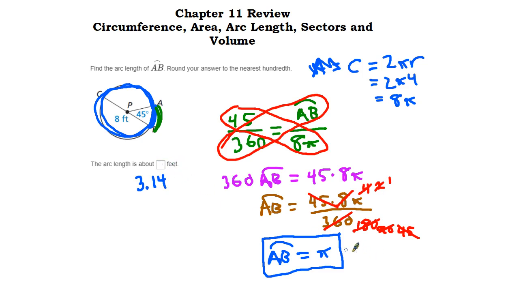They gave us the units. For us, though, we'll go ahead and write feet. And they say about 3.14. We can say equal because pi is exact. It's exactly pi feet. Okay, just wanted to finish that one off. Let's move on.